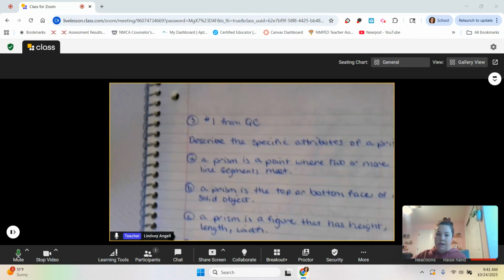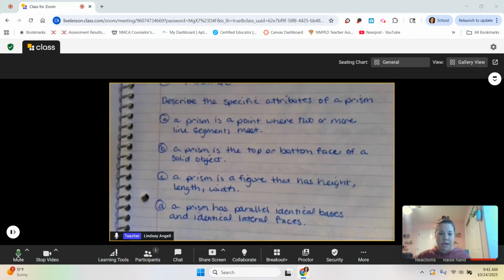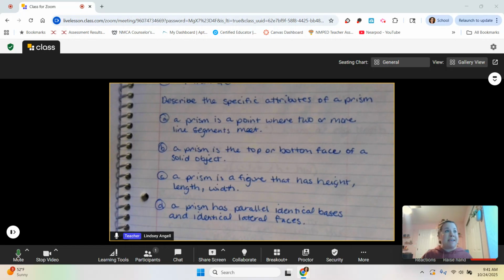Now this next one, number 3, this is from your quick check, and it is number 1. Describe the specific attributes of a prism, all right? So let's think prism, right? First off, a prism is a 3-dimensional shape, all right? It has opposite bases that are identical, and the lateral faces are also identical, okay? And that's in right prisms. In right prisms, that's part of it, that they would have identical lateral faces.